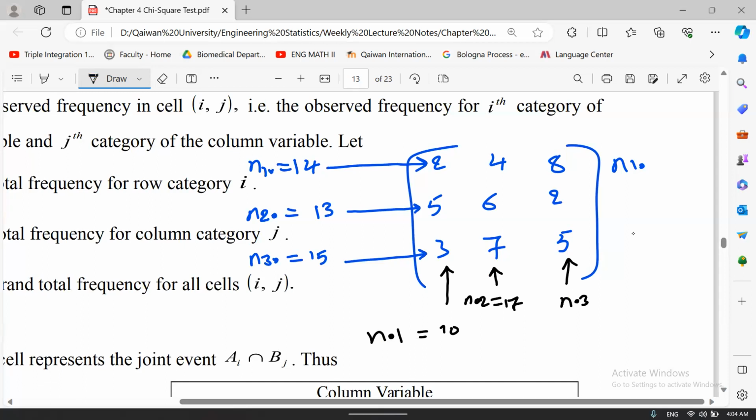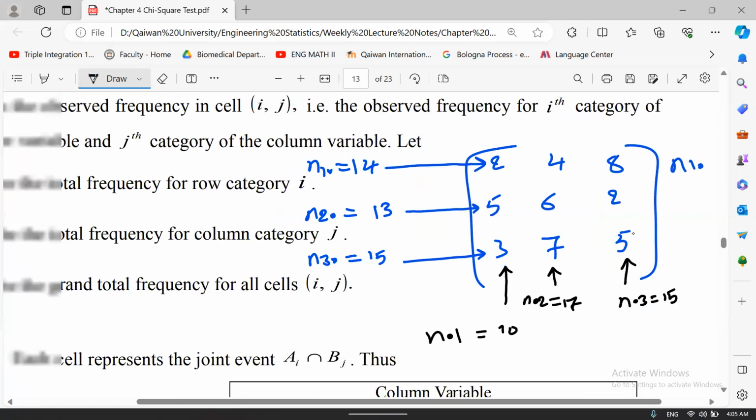We may have more columns or rows, okay? We may have 10 columns and 10 rows. It's okay. But it's not necessary that you have the same number of rows and columns. We may have different rows and columns. If you have 2 rows and 5 columns, it's okay, no problem. Here, n dot 3 is 15. That's about n i dot and n dot j.